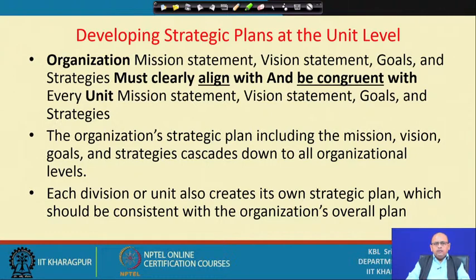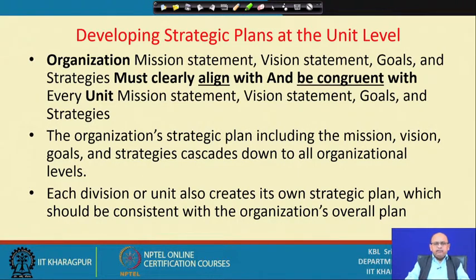So, when we are talking about a strategic plan, we have to identify vision and mission. We also need to identify the goals and strategies. And these goals and strategies are going to be defined at different levels, starting with the corporate level, business unit level, operational level, and further down to the individual level. So, in the process, what is more important is creating strategic plans at the business unit level.